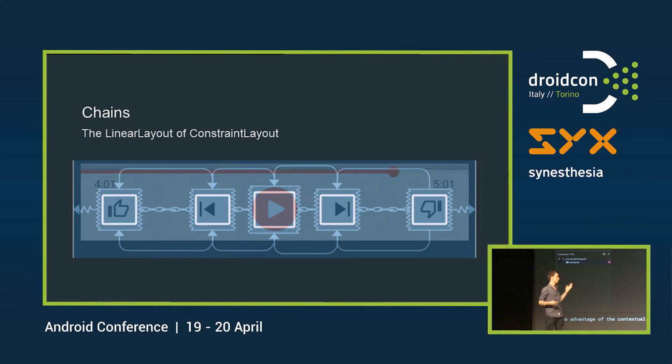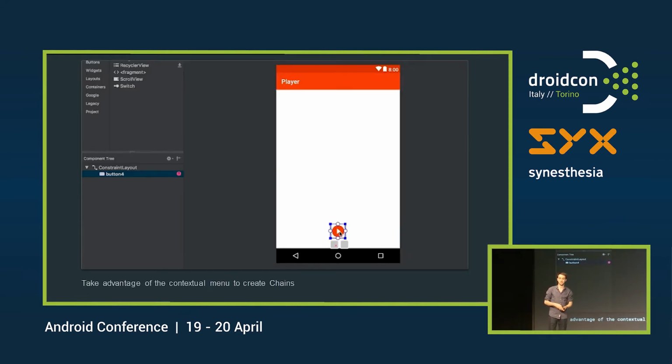So from our previously created button, we still need to create some more. So we'll just copy paste it a few times. And once we have our buttons ready, what we could do is just select them in the component tree, right-click, and use the contextual menu to find the create chain action. So here we go, we're creating our chain. And in just one click, we created our chain.